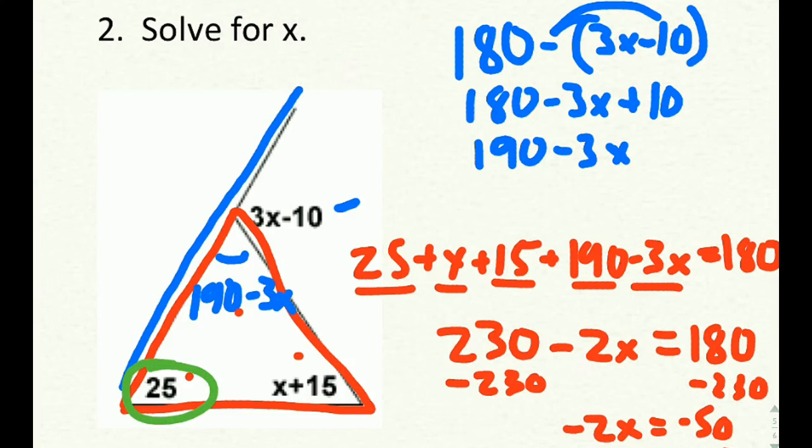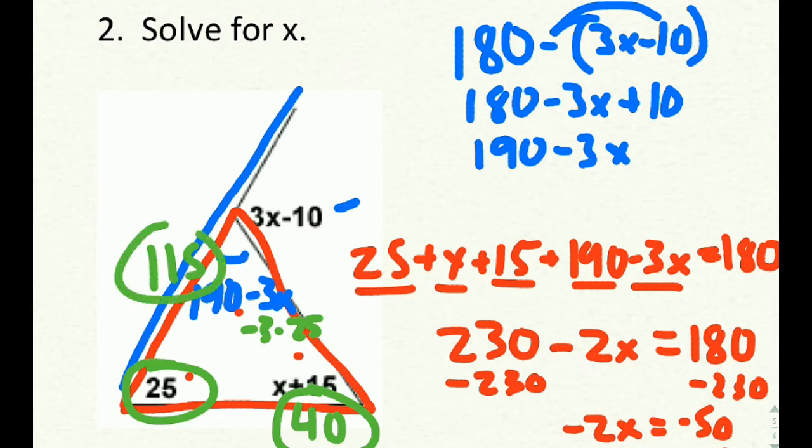This angle here is 25. This one is 25 plus 15, which is going to be 40. This angle here is 190 minus 3 times 25, and that would be minus 75. So that's going to leave us with 115 degrees. And then finally we have 3x minus 10. So 3 times 25 is 75. Minus 10 is going to be 65.